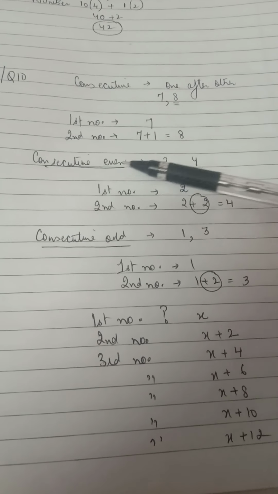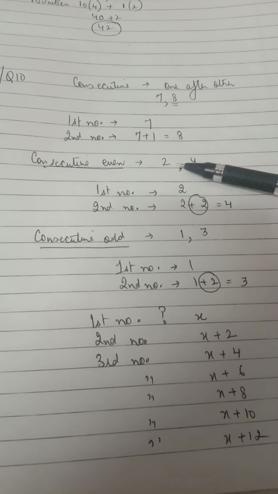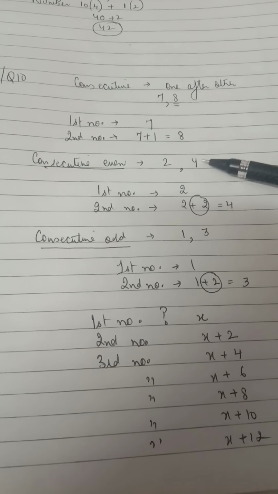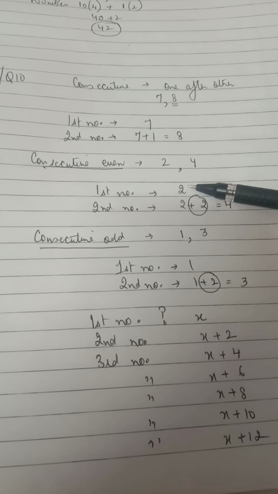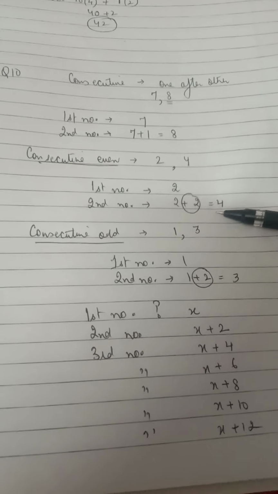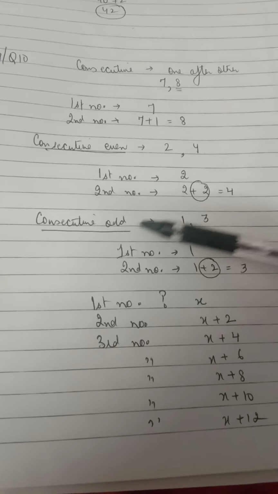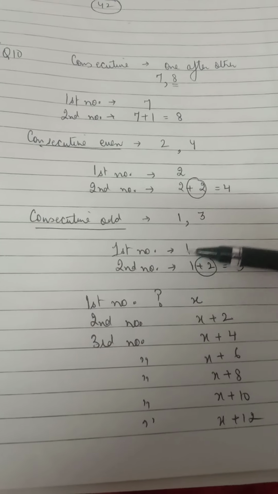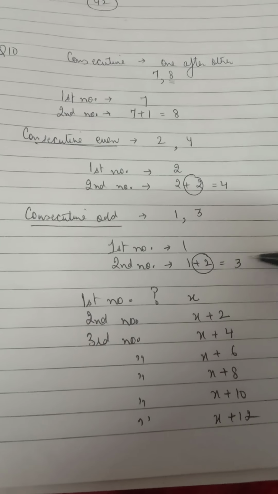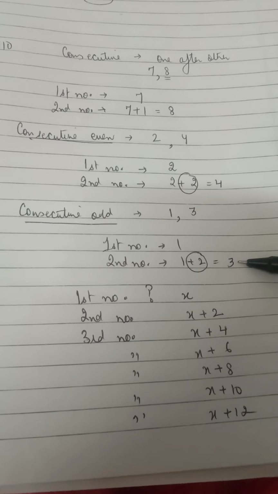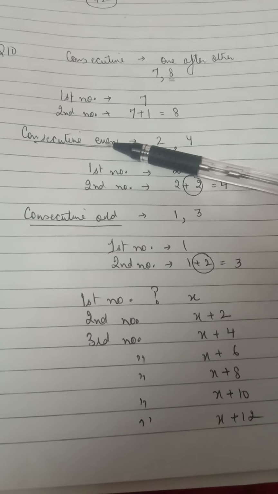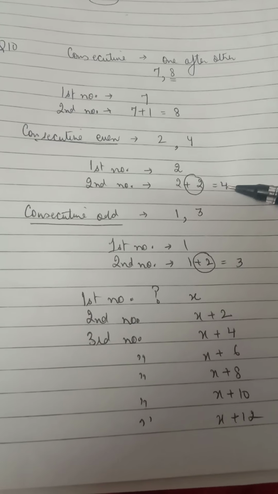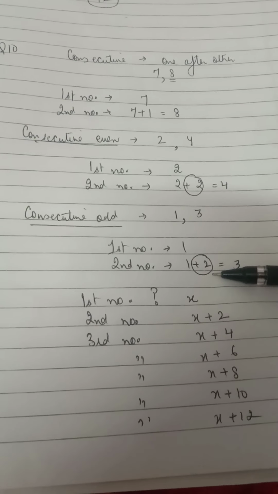And if you have consecutive even numbers, that is 2 and 4 for example, if the first number is 2, to get the second number you will add 2 to the given number and you'll get the next number. And say if you have consecutive odd numbers, 1 and 3, just as an example, if the first number is 1, to get the second number you will again add 2 and you will get the next number. So whether it is the case of even numbers or odd numbers, we have to add 2 to obtain the second number.